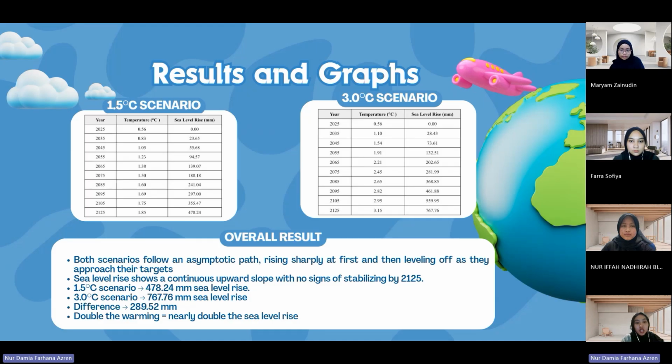Unlike temperature, sea level rise shows a continuous, uninterrupted upward slope with absolutely no signs of stabilizing by the end of our simulation timeline. By 2125, the first scenario leads to a 478.24 millimeters rise, whereas the second scenario reaches 767.76 millimeters. This net difference of over 400 millimeters proves a critical point: if we double the warming target, we effectively double the sea level rise.